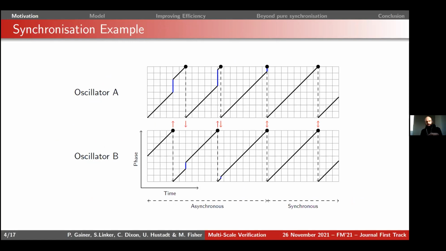go on further. Oscillator B resets its phase, and at some point oscillator A fires, and you can see that oscillator A then also gets perturbed, but to a lesser degree. And then after a while, at some point, they actually fire all at the same time. So they are actually synchronous after a while.